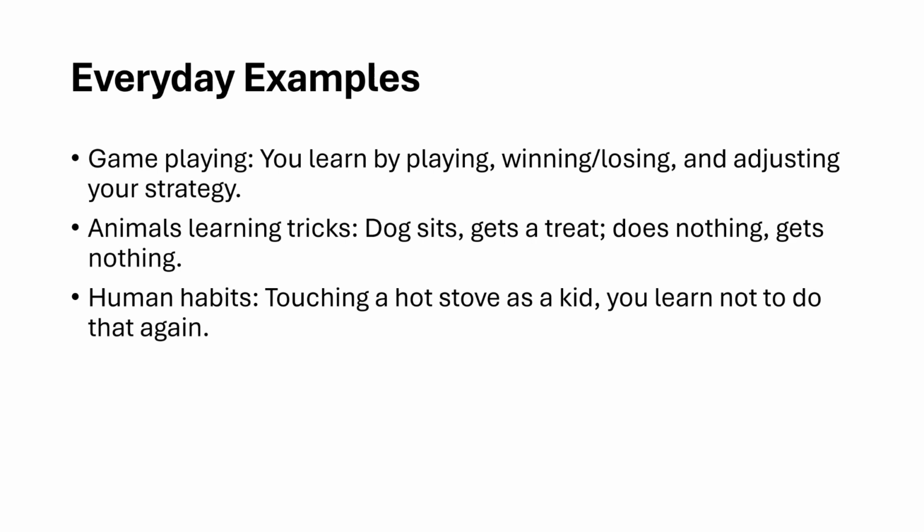Everyday examples of reinforcement learning would be playing games. We learn how to play a game by making moves, winning or losing, and then adjusting our strategy. Animals learn to do tricks by reinforcement learning. A dog gets a treat if it does the thing right and gets nothing if it does not. And humans also learn by this mechanism. If something is hot and you touch it, you learn not to do that again.